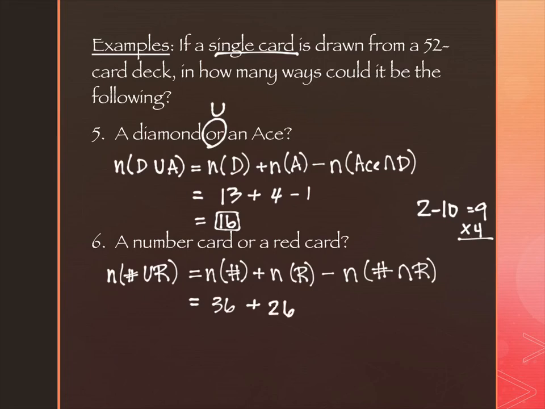There we go. Now we have to figure out how many number cards are red. Well, we counted the number of cards to be 36, and half of them are red. So that's 18, right? There are 18 that are number cards that are red. So 36 plus 26 minus 18. 44. Okay, all good? Yeah, that's right. Yep. Okay, a couple more.